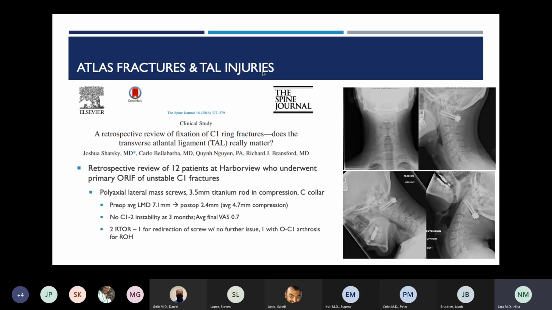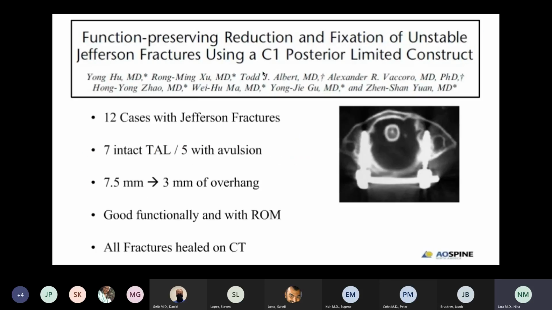Their preoperative. So really, the purpose of the study was to determine, does the transverse ligament really matter? Their preoperative average overhang was 7.1, and then postoperatively with the C1 fixation, it was 2.4. They found that at 3 months follow-up, their average final VAS was 0.7, and they had no significant instability at 3 months at C1, C2. 2 had to return to the OR. But pretty much there's other studies here that kind of corroborate this.